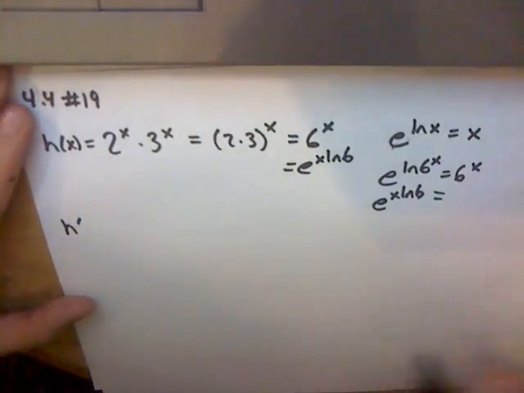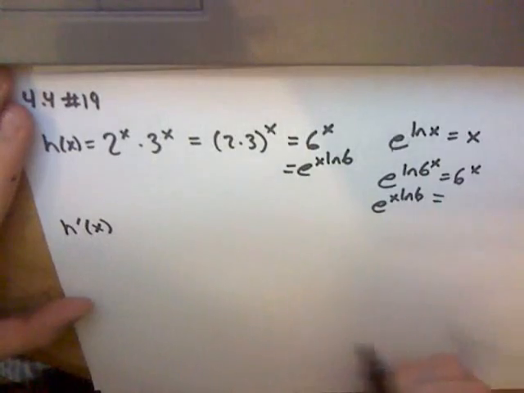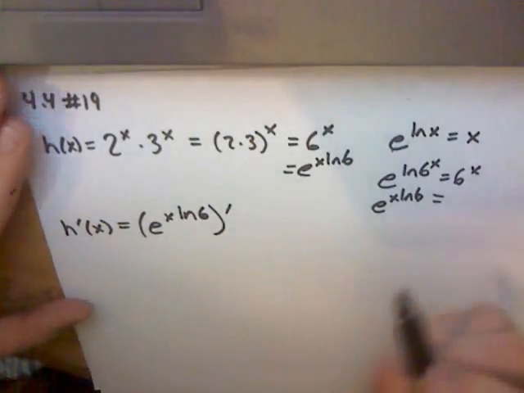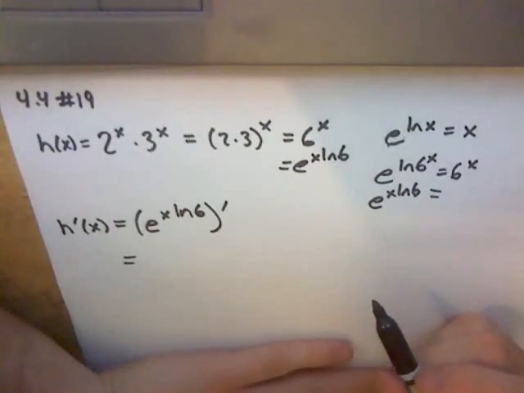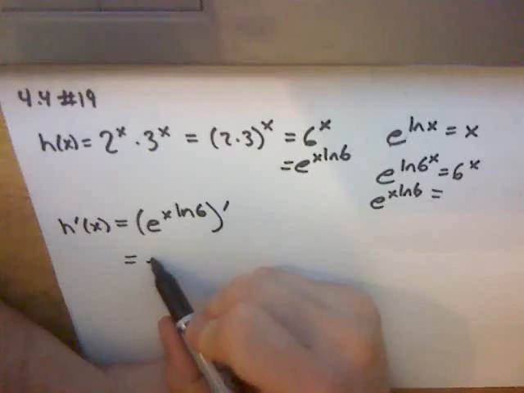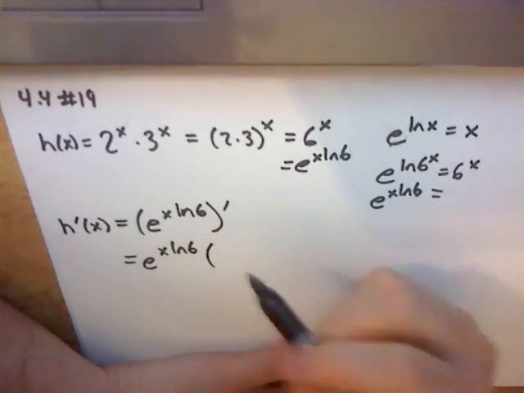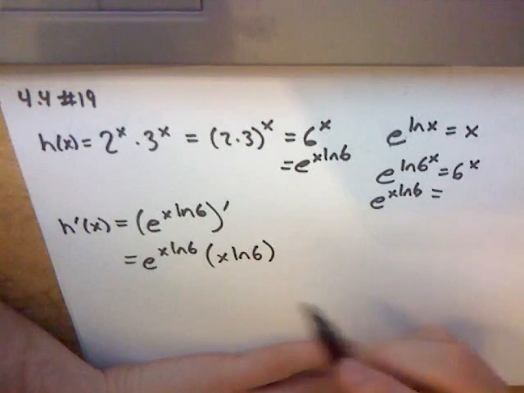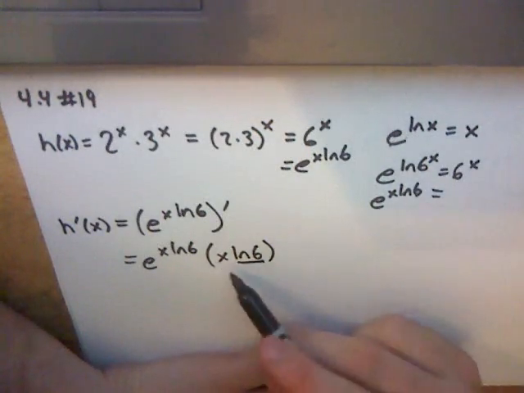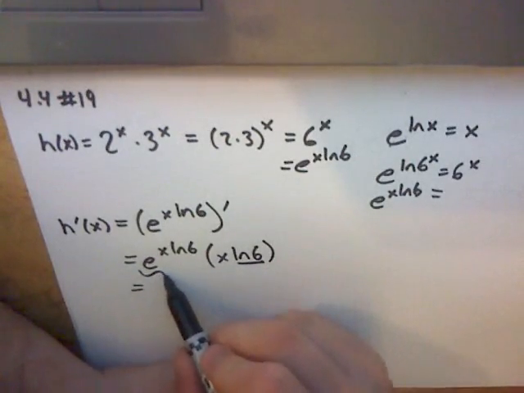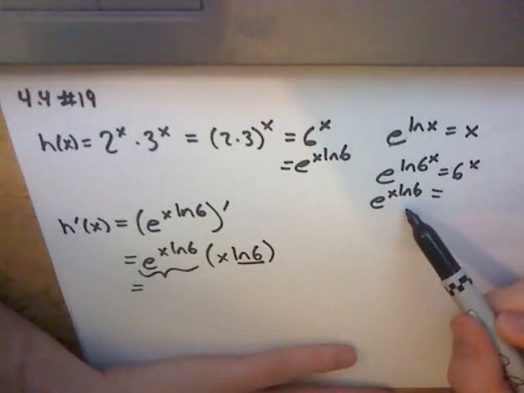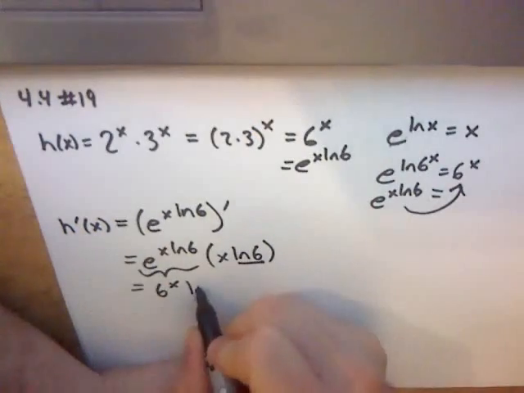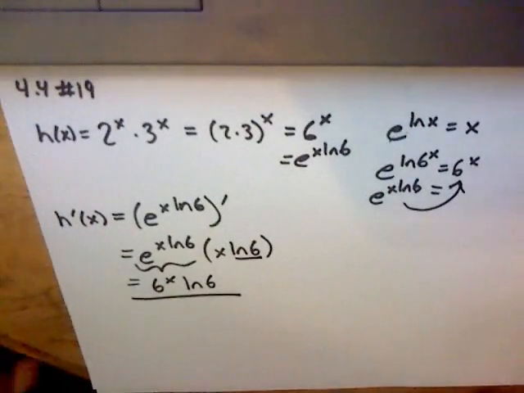So if we're looking for the derivative of h of x, then that's going to be the derivative of e to the x ln 6, and the derivative of that is by chain rule. We know that the e keeps everything the same, but then by chain rule we need to derive what's inside. So the derivative of x times ln 6, ln 6 is just some constant times x. We drop the x, and we know that this from over here is just equal to 6 to the power of x. So we have 6 to the power x times ln 6, and that is the derivative.